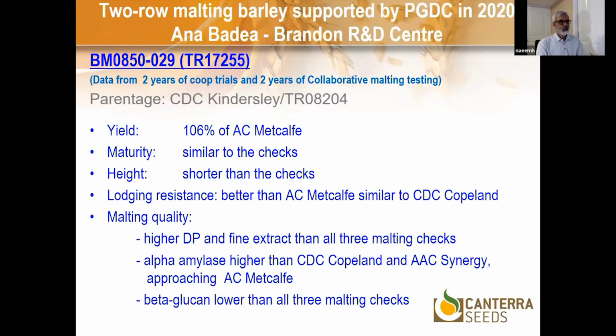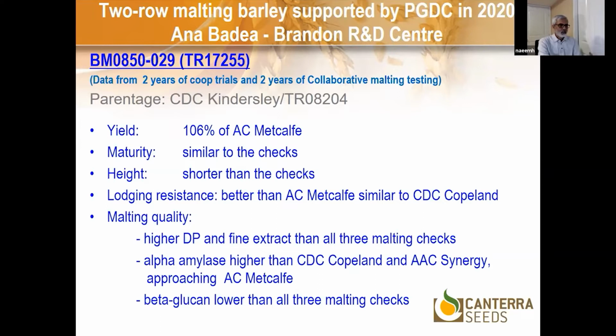Two barley lines were approved at the PGDC meeting last year. These are coming from Dr. Anna Badea's research program at Brandon. One of them is TR17255, a malting barley. It has a 6% yield advantage over Metcalf. Maturity and height are similar to the checks. It has a little better lodging resistance than AC Metcalf, but similar to CDC Copeland.